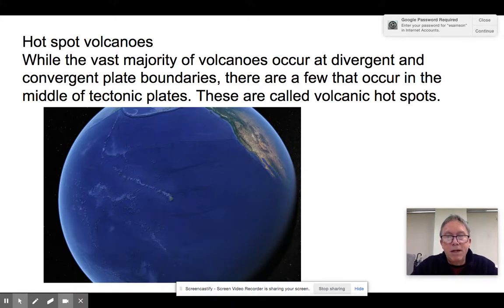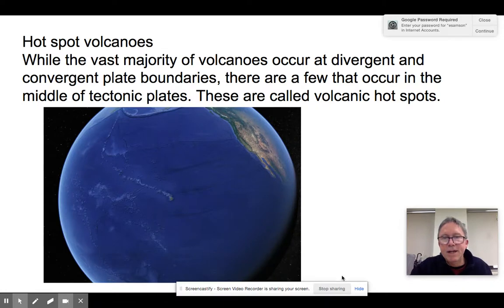So a hotspot, and Hawaii is the classic example of this, is a place where we have volcanic activity that is not associated with a plate boundary, which is very unusual. For whatever reason, there's an area of the mantle that's very hot, and there's one plume of magma that pokes right through the lithosphere and erupts as a volcano. There are quite a few of these on our planet. The Hawaiian Islands are the most famous of these.